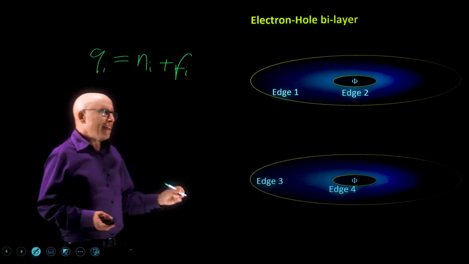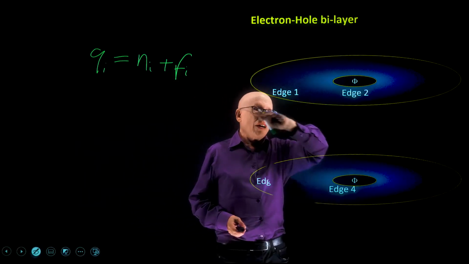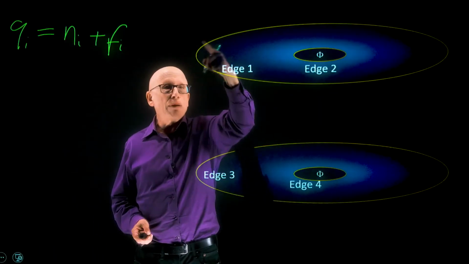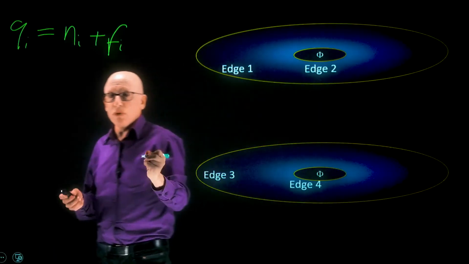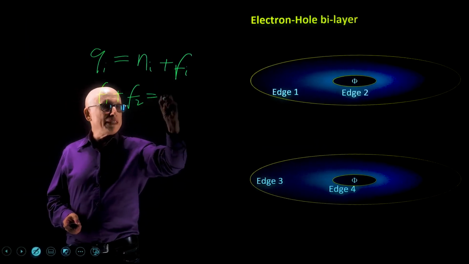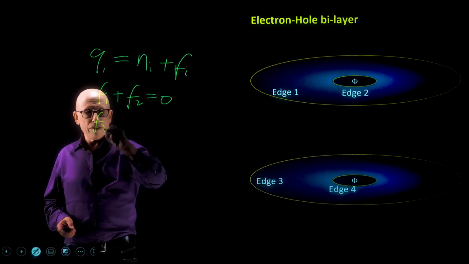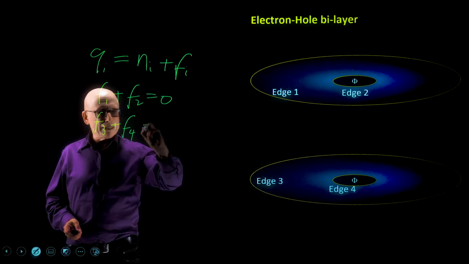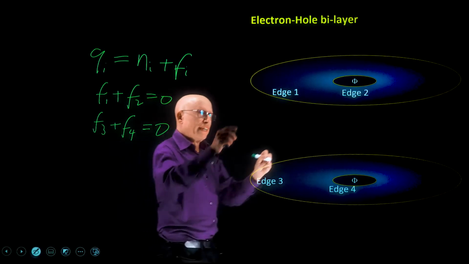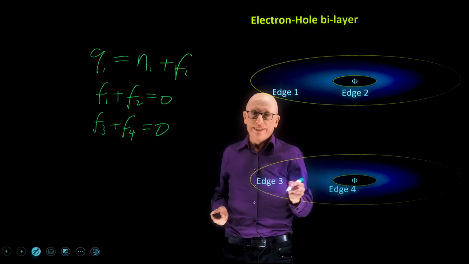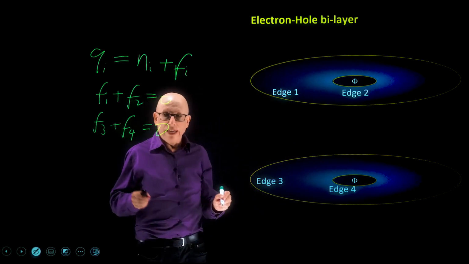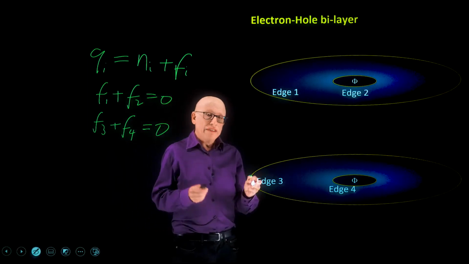First, since each disk must have, on the whole, an integer number of charges, the fractional part here and the fractional part here should cancel one another. So f1 plus f2 must be 0, and f3 plus f4 must be 0. This is a must. This is not negotiable, because fractional charges cannot exist outside of a 2D fractional quantum Hall state.